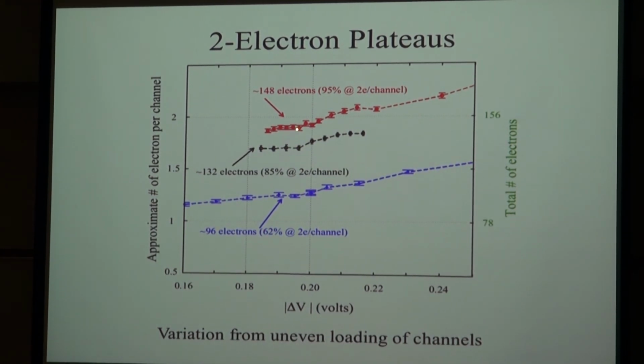Up here, we had nearly all the channels filled. And again, that just depends on how many times we flash. At the time when Mike had done these experiments, we didn't realize that was an issue. So that's something a new student is going back and getting sorted out.